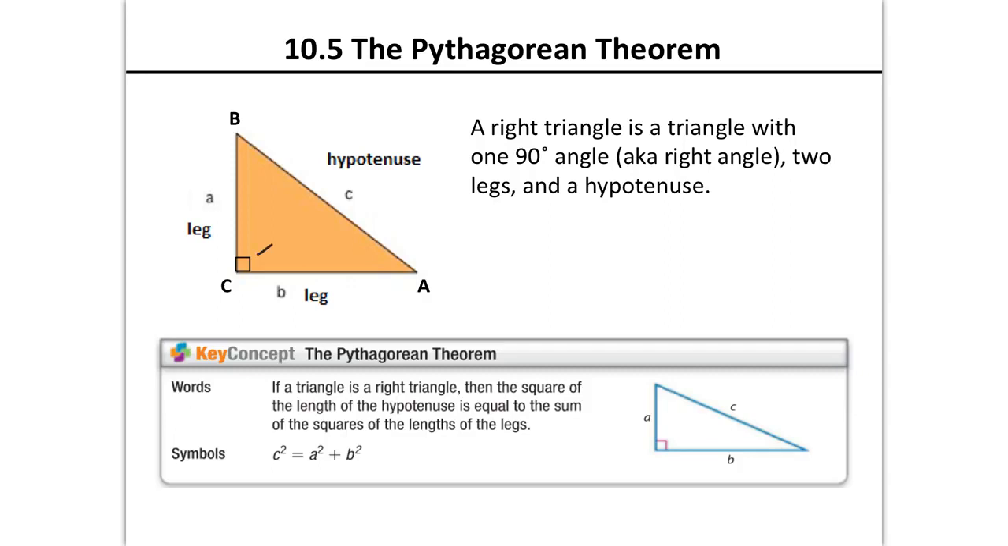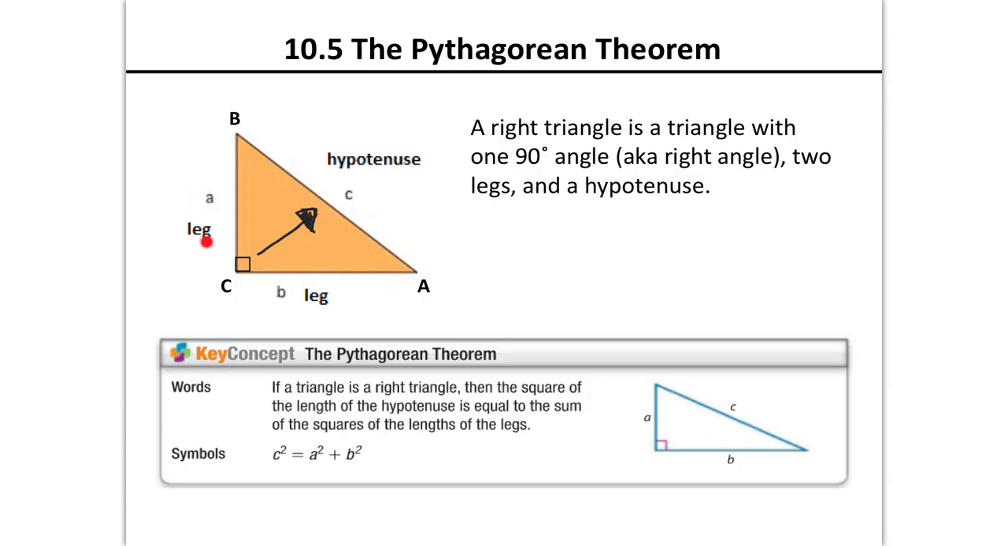So every time you are looking for the hypotenuse, look for the 90-degree angle and the side across from it, or on the opposite side. That would be your hypotenuse. It's also the greatest side of the triangle and is away from the 90-degree angle.